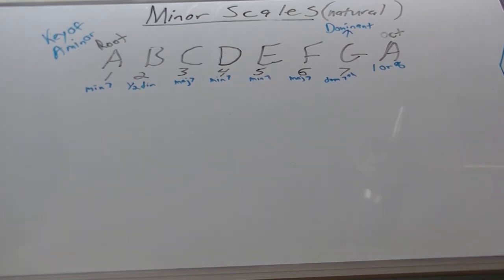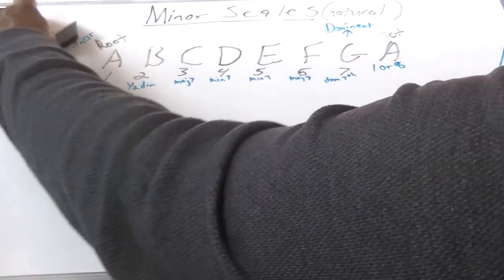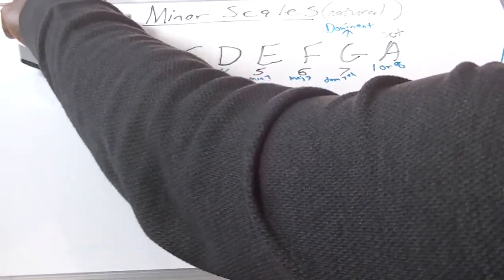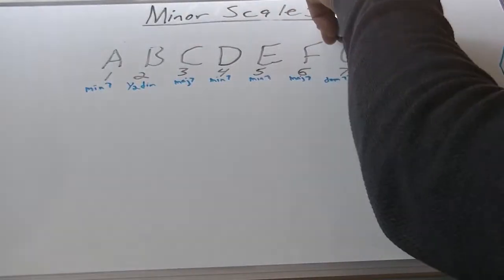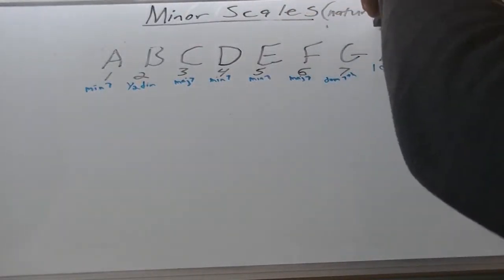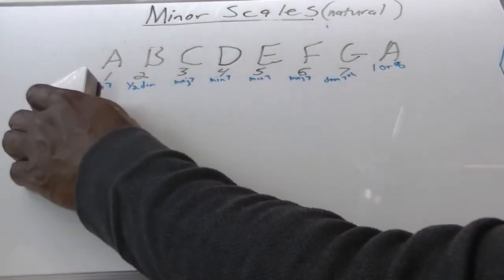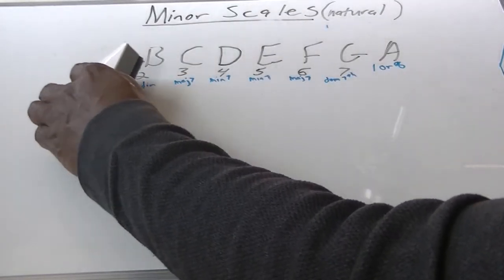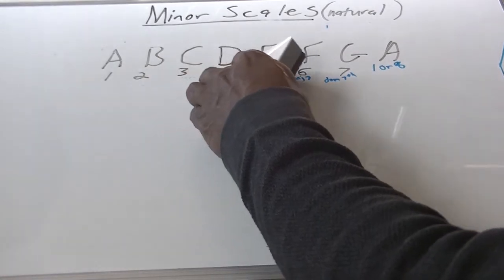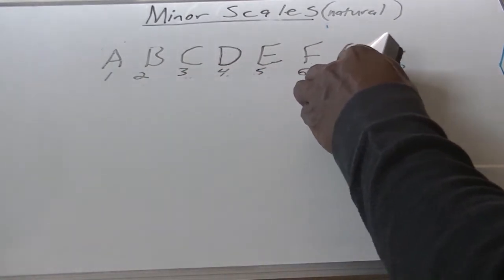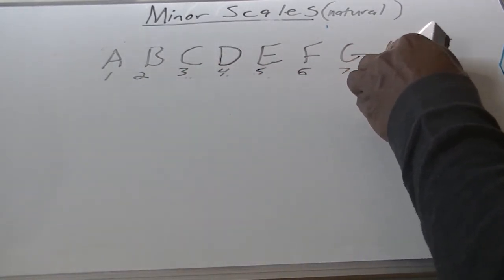So now that we've introduced this basic information, I'd like to take a closer look at how this scale is constructed. And I'm going to erase some of this stuff out of here. What I want to do now is an analysis of this scale, and what I want to analyze is the interval sequence for the scale.